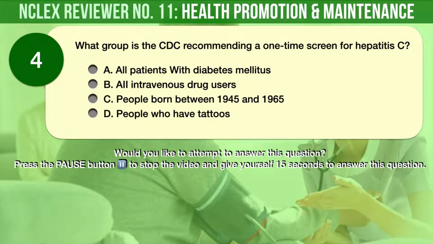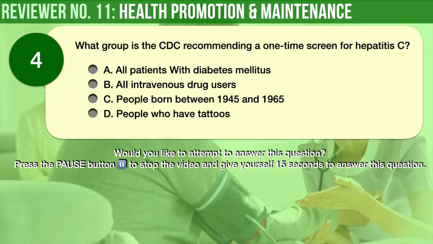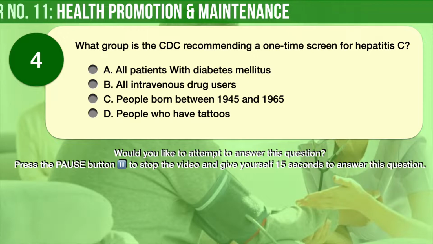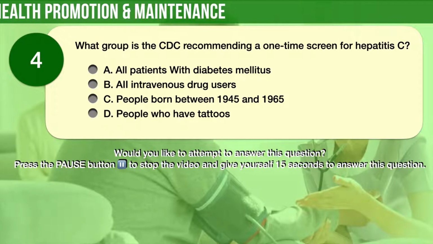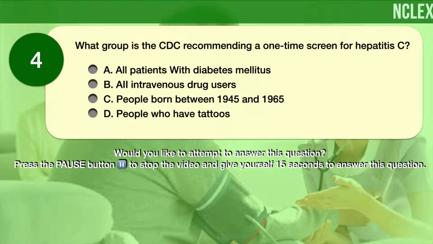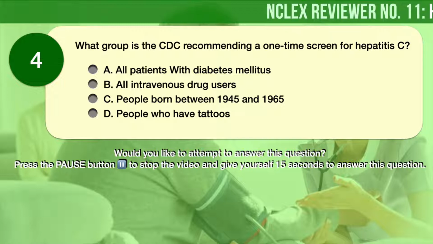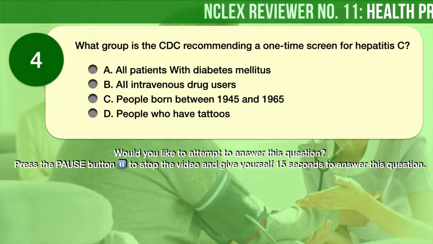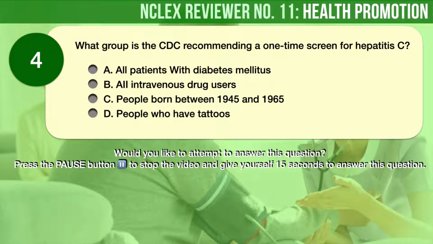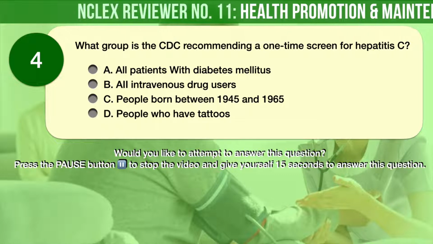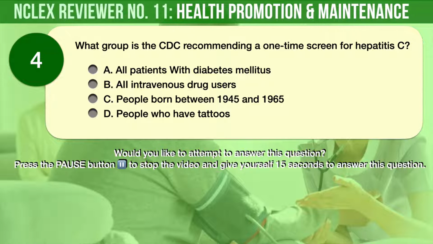Question number 4. What group is the CDC recommending a one-time screen for hepatitis C? A. All patients with diabetes mellitus. B. All intravenous drug users. C. People born between 1945 and 1965. D. People who have tattoos.